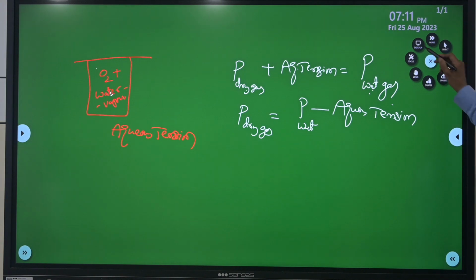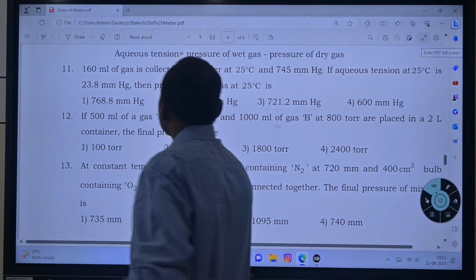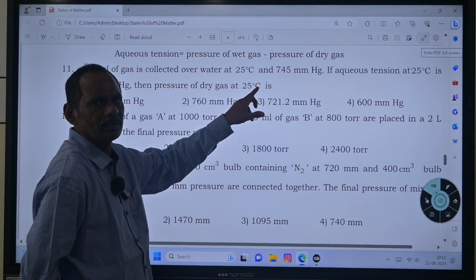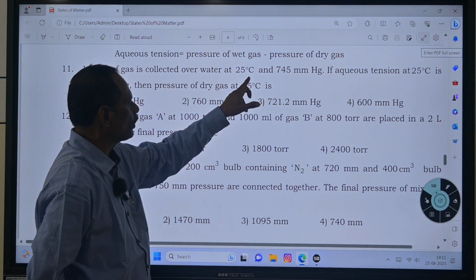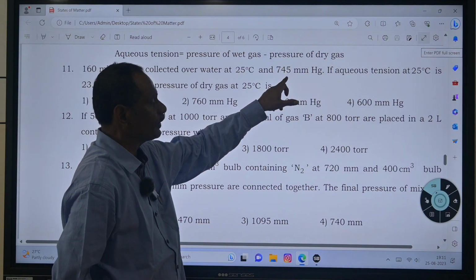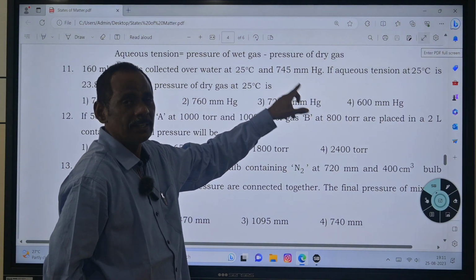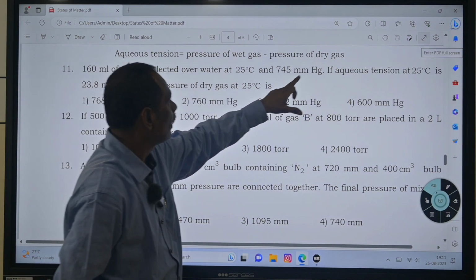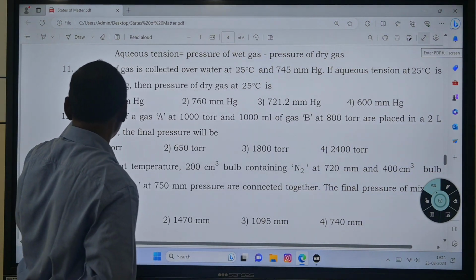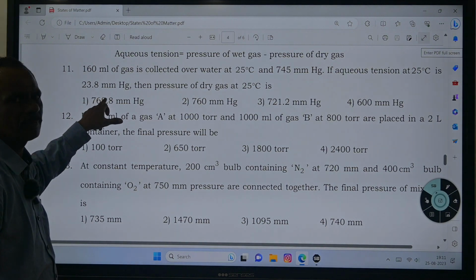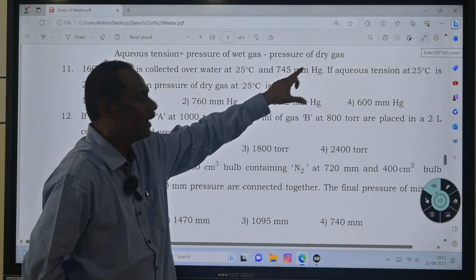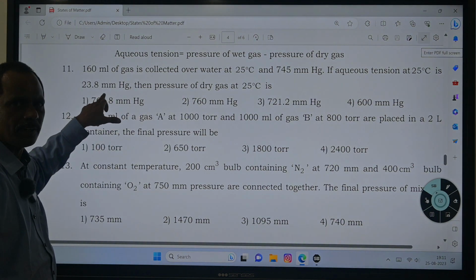Now, coming to the problem. 160 milliliters of a gas is collected over water. A gas is collected over water at 25 degrees at a pressure of 745 millimeters. That means the pressure of wet gas is 745. If the aqueous tension at 25 degrees centigrade is 23.8, that means the pressure of wet gas is 745 and the aqueous tension is 23.8.